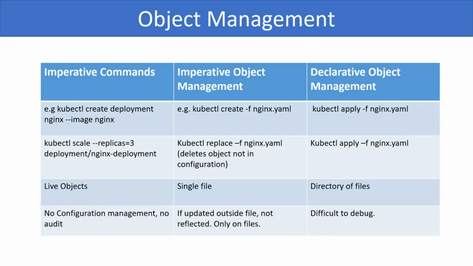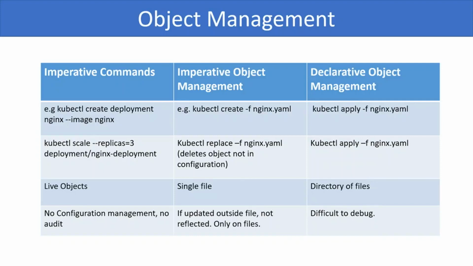The last method is declarative object management. Here the YAML file serves as the desired end state of the deployment, and we use the apply method to get the cluster to that end state. The apply method can also be used on a directory so that it acts on all files in the directory. The only disadvantage is that it is slightly difficult to debug since Kubernetes might use complex steps to get to that end condition. Most production systems use declarative style for deployment.